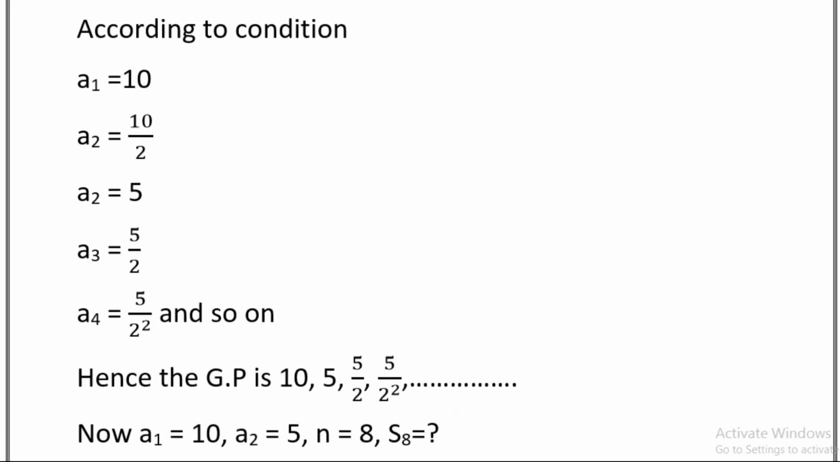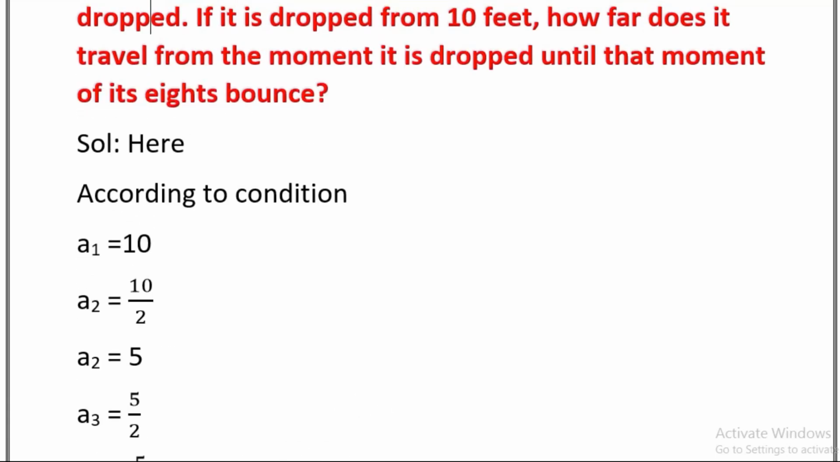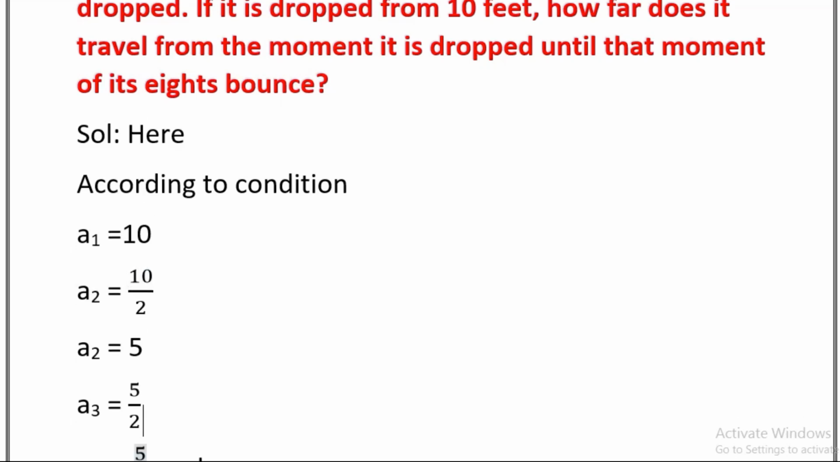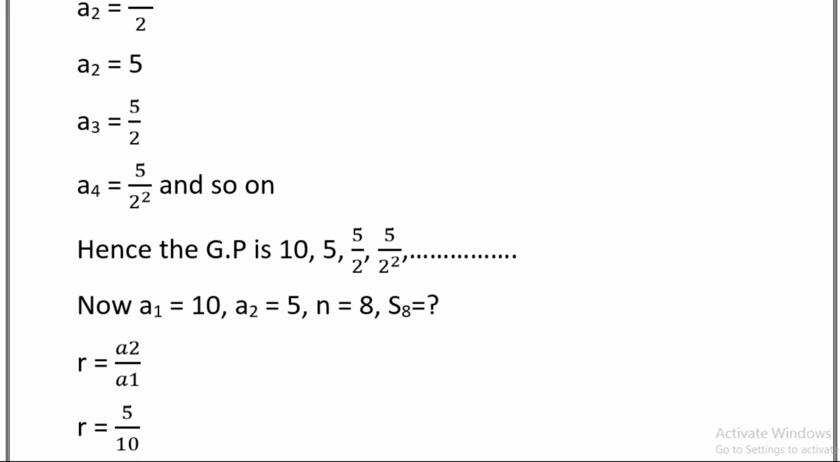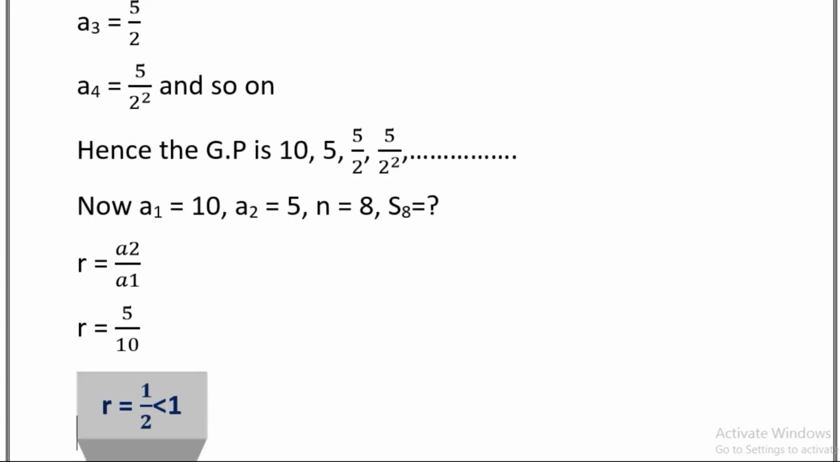So next, the first term A1 is equal to 10, and the second term A2 is equal to 5. The number of terms according to the condition is n equal to 8. So we find the sum of 8 terms, that is S8. First we find the common ratio between A1 and A2. By putting the value of A2 equal to 5 divided by the value of A1 equal to 10, 5 divided by 10 is equal to 1 divided by 2, which is less than 1.